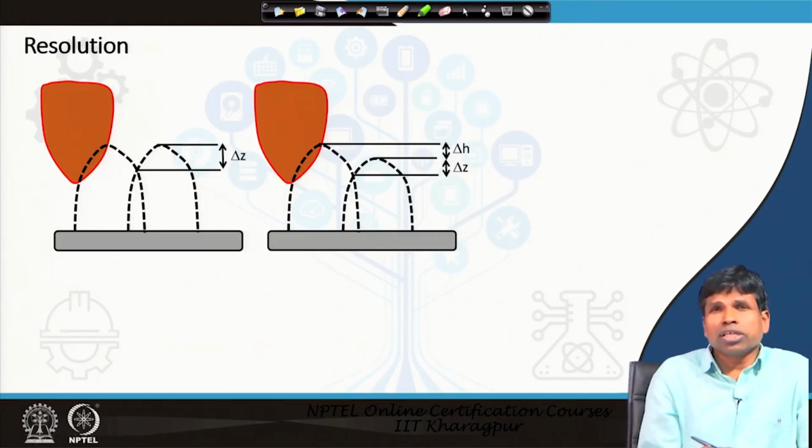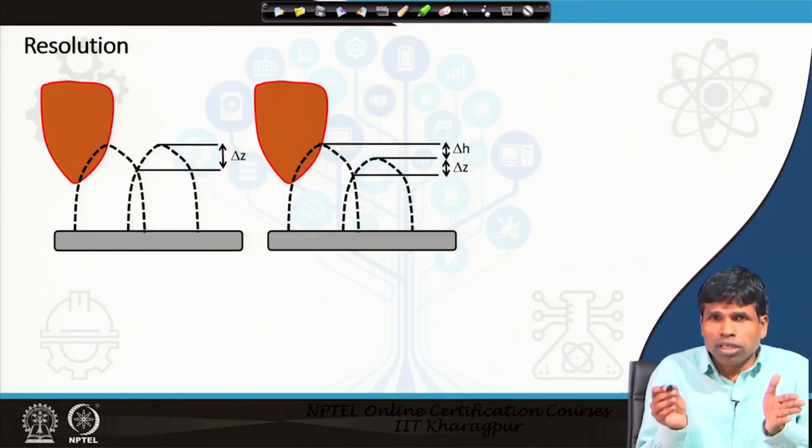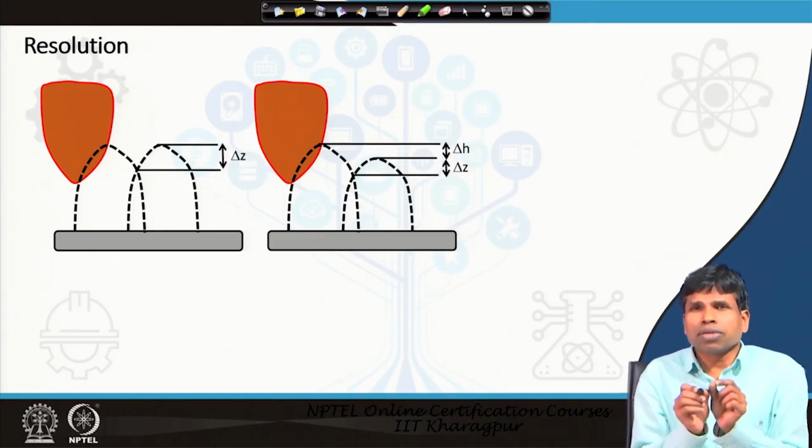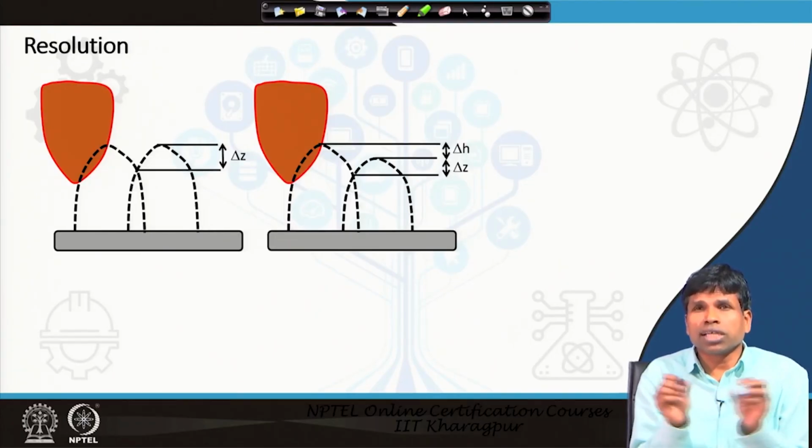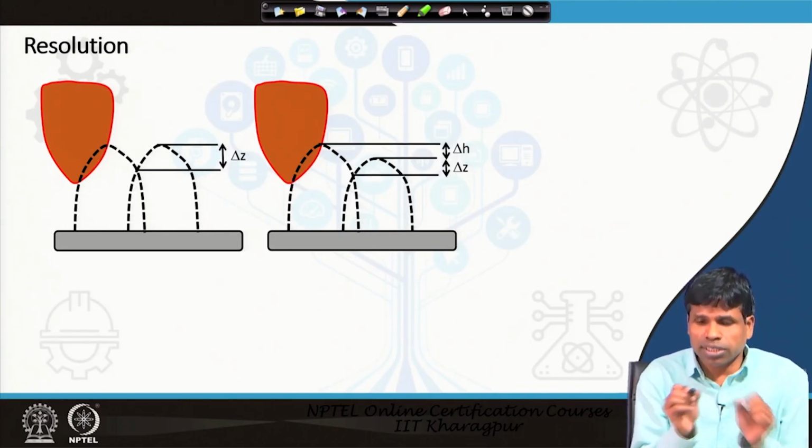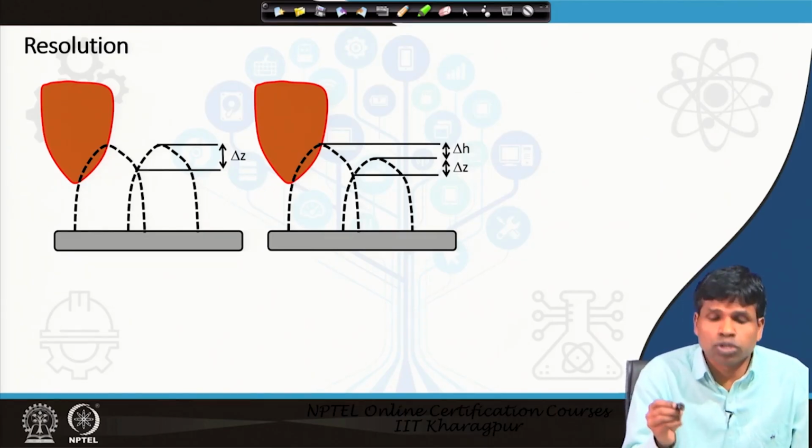Particularly, resolution in AFM is of two kinds. One is lateral resolution. Resolution means the minimum separation between two objects that can be resolved or visualized as two distinct objects. What is the minimum distance that we can visualize as two distinct objects?